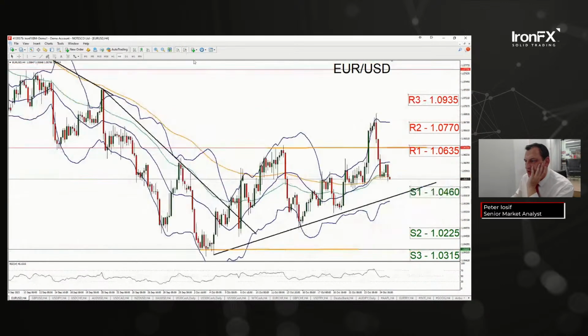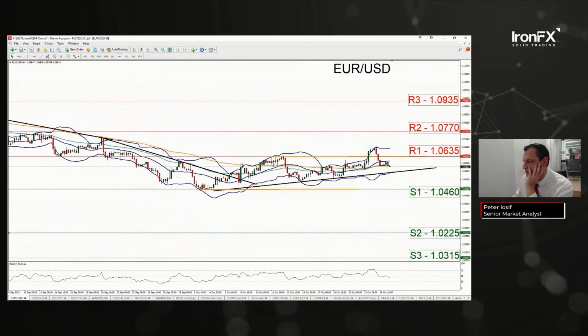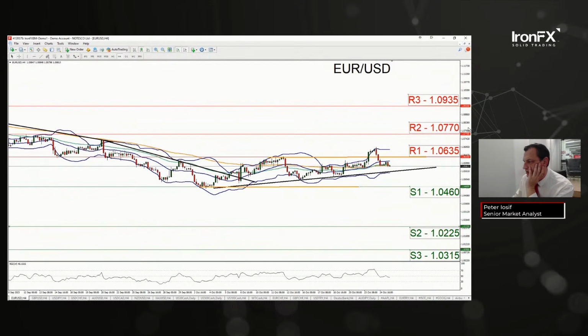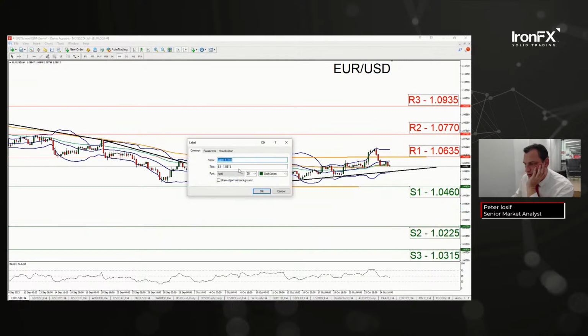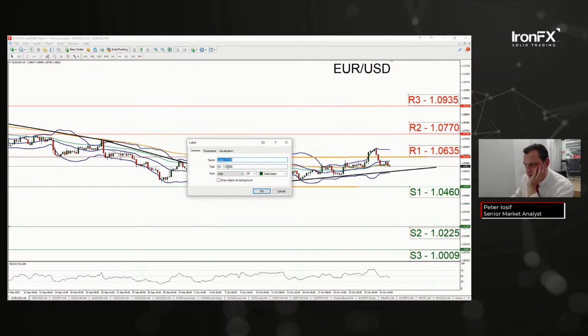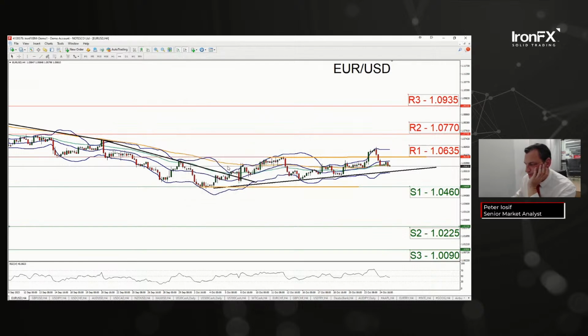Okay, let's readjust the chart. Once again, add the labels. And 1.0090. There you go.